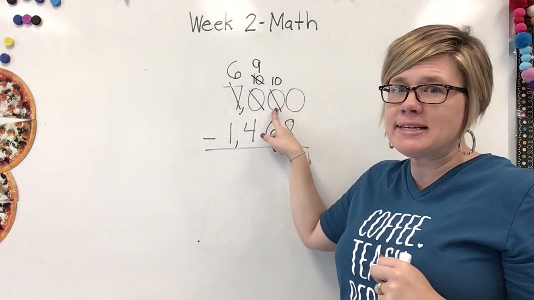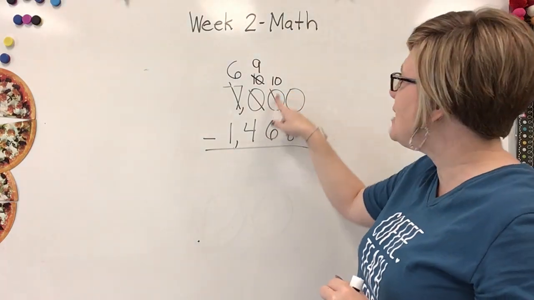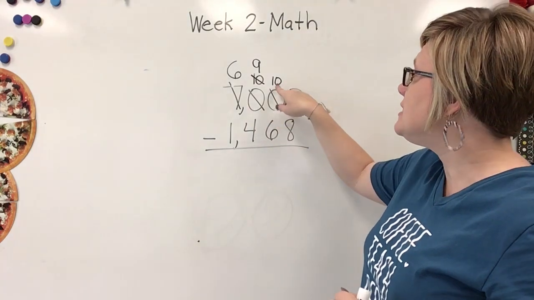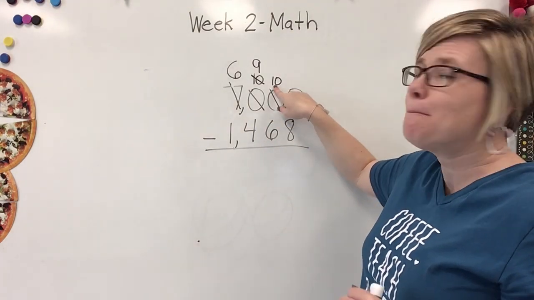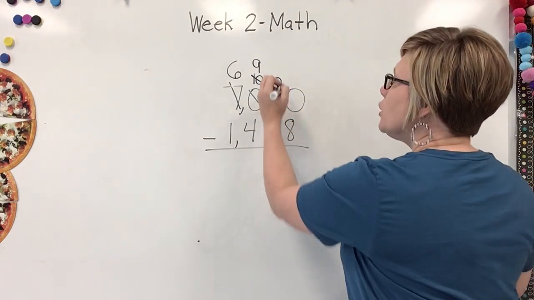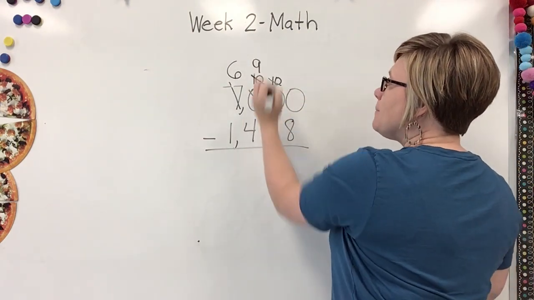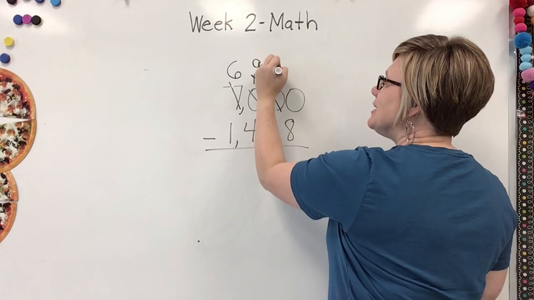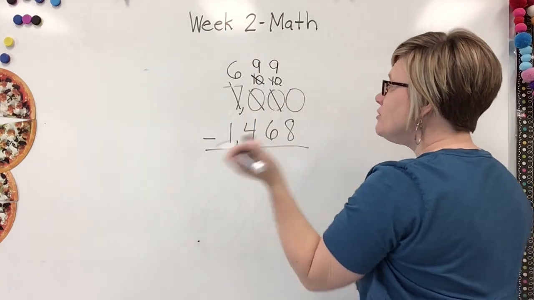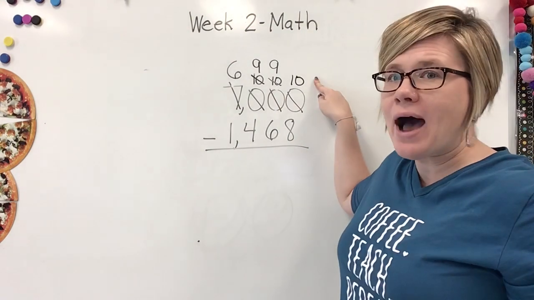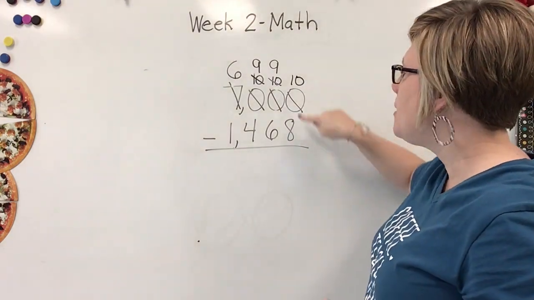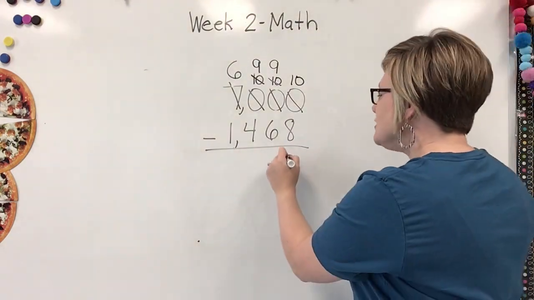Now, I go here to the original place, the ones place. He has 0. Can he borrow from his neighbor? Yes, because his neighbor doesn't have 0 anymore. His neighbor has 10. And if his neighbor has 10, I can borrow 1. So I'm going to borrow 1 from here, and that means he now has 9 tens, and now I borrowed a 10, so now I have 10 ones. So now I can subtract. 10 minus 8 is 2.